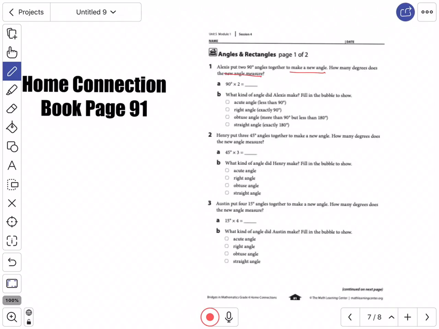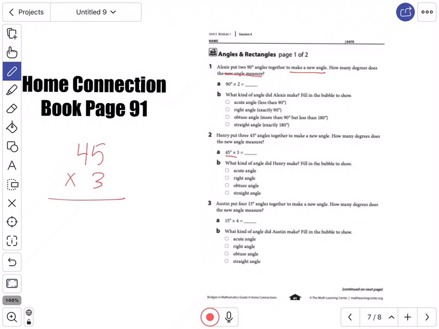Did she make an acute angle, which is less than 90 degrees? Did she make a right angle, which is exactly 90 degrees? Did she make an obtuse angle, which is more than 90 but less than 180? Or did she make a straight angle, which is exactly 180 degrees? So fill in the bubble for that. For number 2, Henry put 3 45-degree angles together to make a new angle. How many degrees does the new angle measure? So 45 times 3, you could actually solve that on the side of your paper, okay, to answer that one.